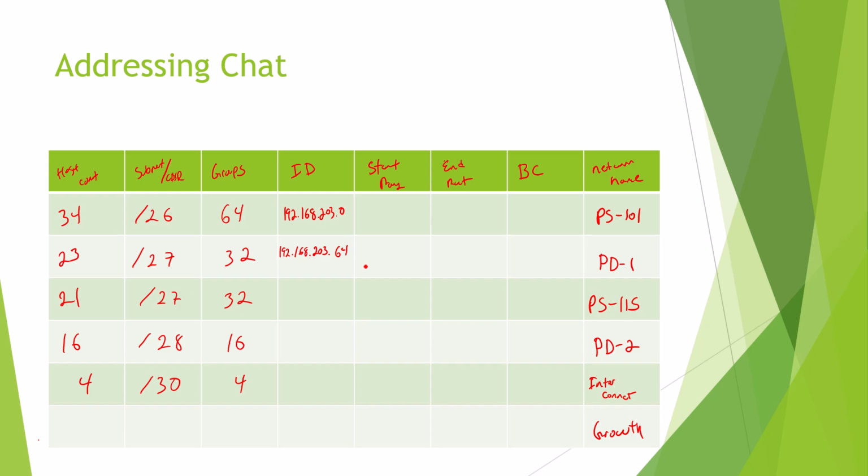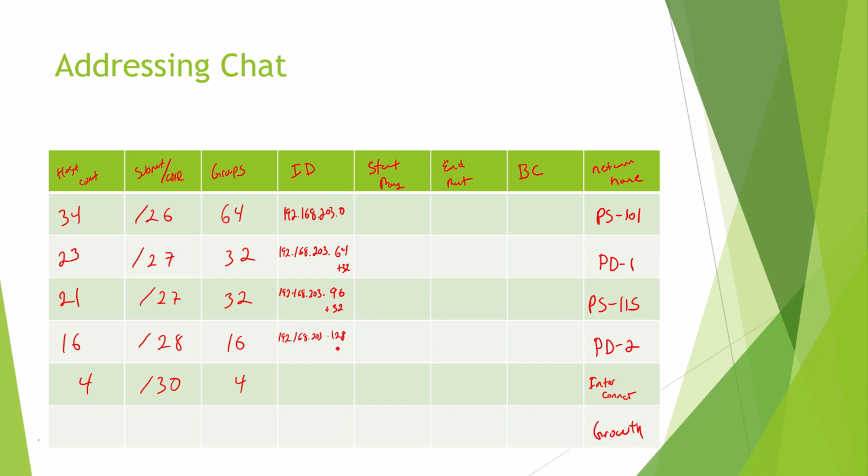Second network ID, we're adding 32, that's the group. We're adding that to the 4th octet. 64 plus 32 is 96. Second network, done. Third network, we're adding 32 again. Again, we're adding it to the 4th octet because /27 is in the 4th octet. 96 plus 32 is 128. That means third network now done.